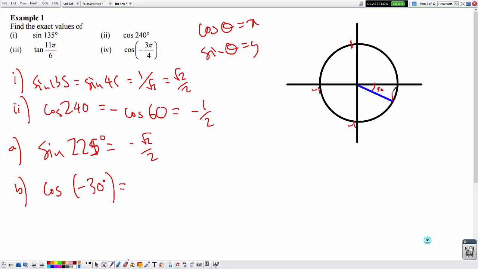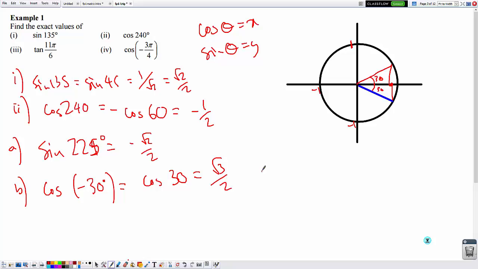Well, what do I want? I want the x value. Cos of theta is the x. When you're thinking cos, think horizontally. When thinking sine, think vertically. That's exactly the same as if I went here and did 30. It's exactly the same value, because cos of 30 gives me a positive value, and cos of minus 30 will give me a positive value. So this is the same as cos 30, which is root 3 over 2.